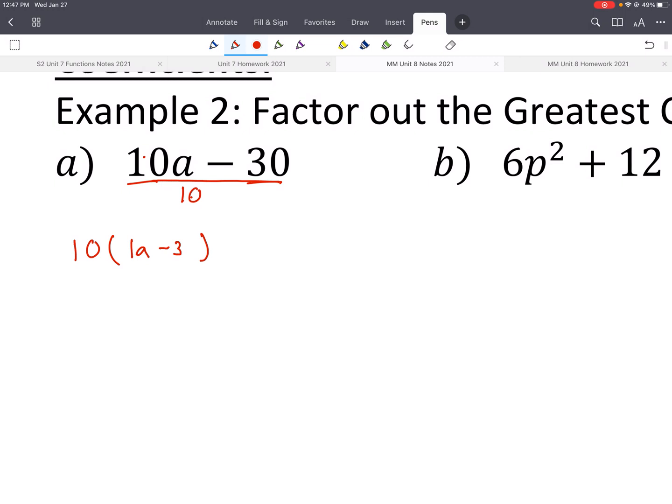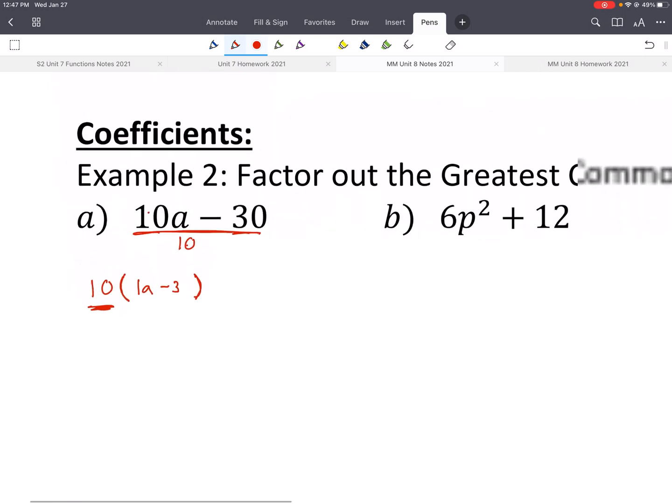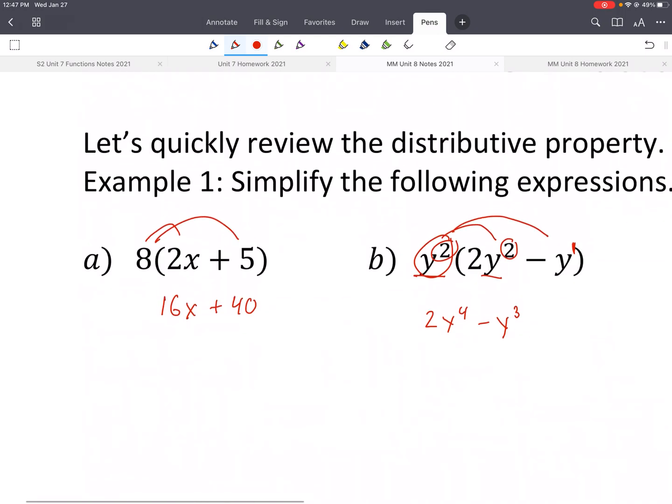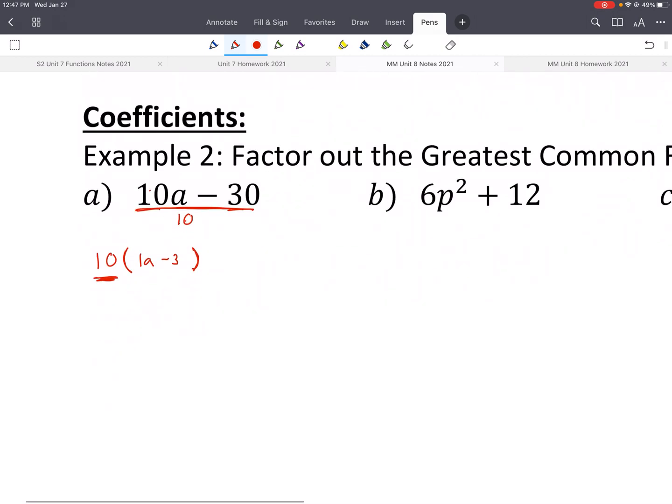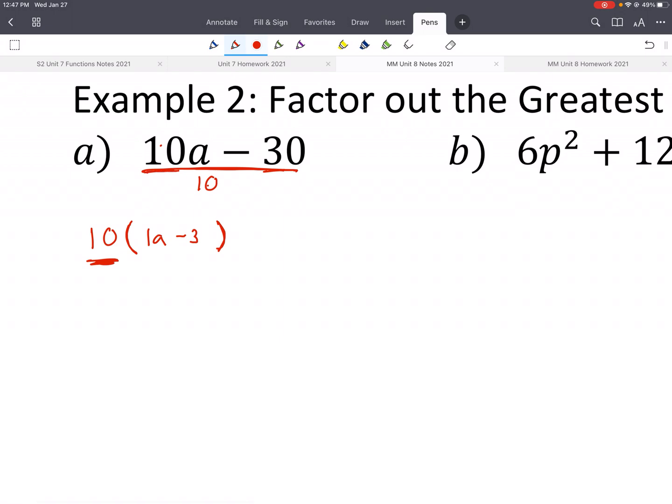So this is called factoring out the greatest common factor. We took out that greatest common factor, we factored it out, we pulled it out of our expression, and then what's left, we leave in a parenthesis. So we did something similar here, just backwards. Here we distribute the 8, okay, by multiplying. To factor out the greatest common factor, we'll need to divide out the greatest common factor.